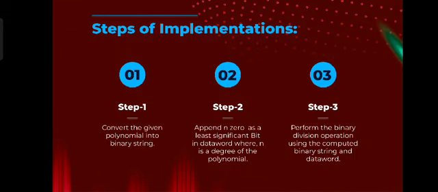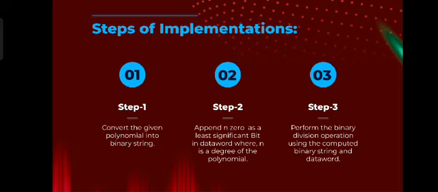The first step is converting the given polynomial into a binary string. For example, we are taking x cube plus x square plus 1. So here the degree of the polynomial will be 3, that is the highest power of the variable.